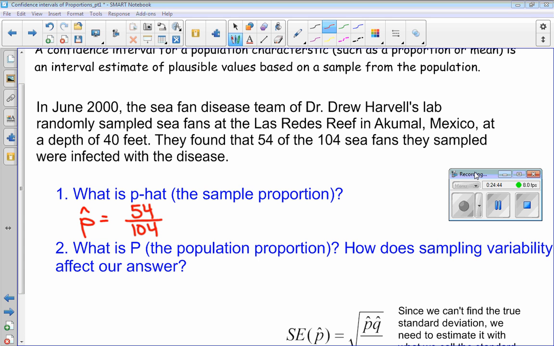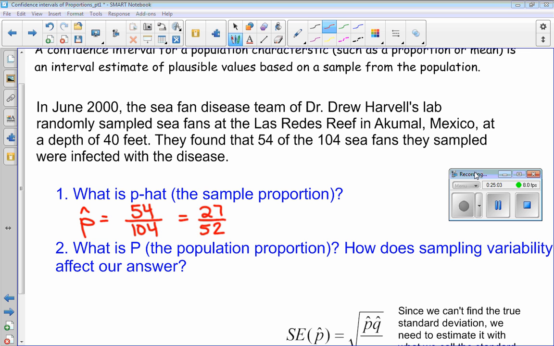What's the population, oh, I'm sorry, yes. If you can, yes, you can simplify here. So of course we could. So simplify 54 over 104. And it's okay not to, but if you want to, that's perfectly okay.